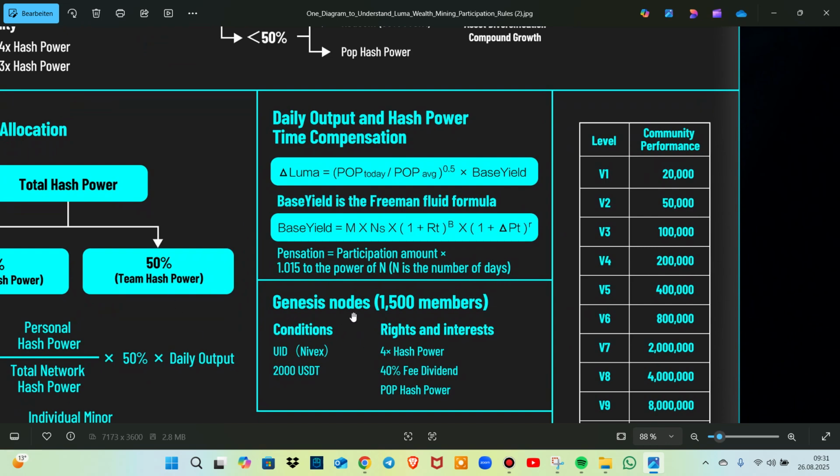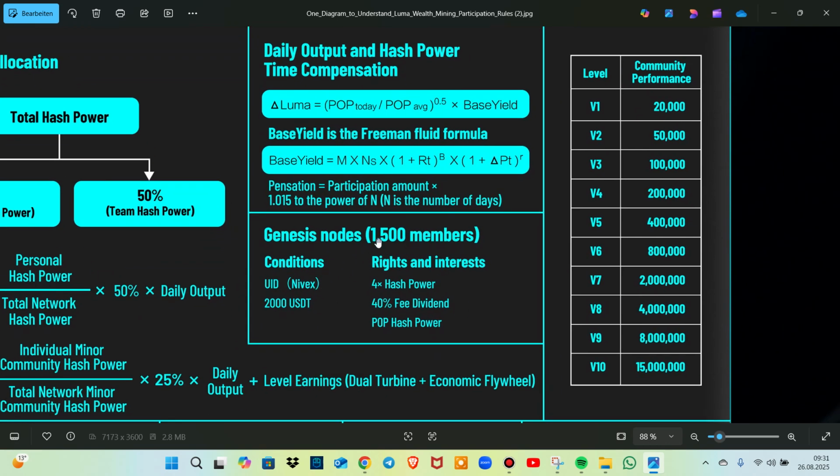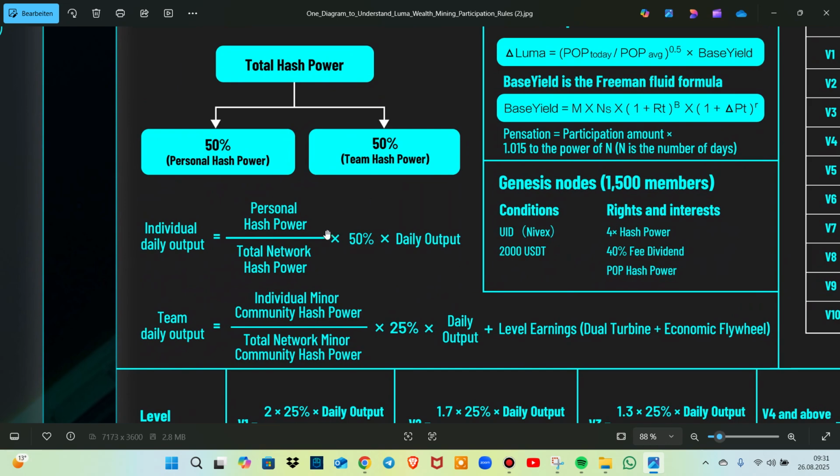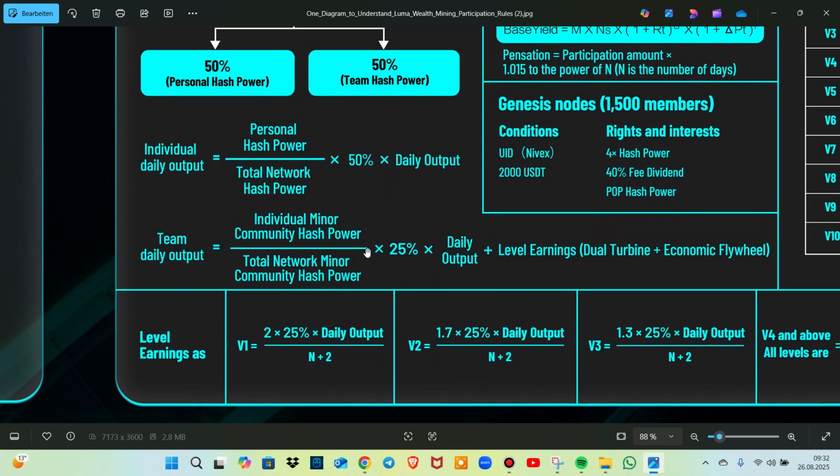So if you will be able to get one of those, they will sell fast and they will start selling them on the 31st of August. So one node is 2000 USDT, right? And as I mentioned, 50% will go into the team hash power, right? So if you're building a team, you will get rewards from the different earning pools.